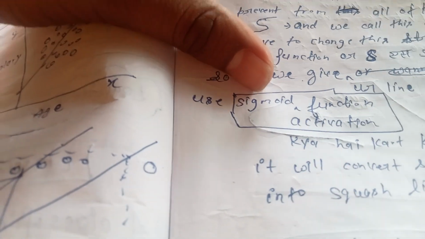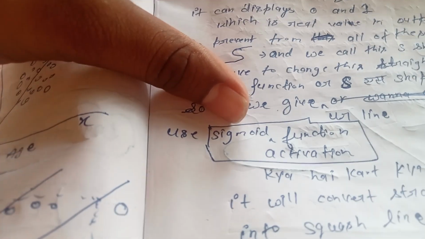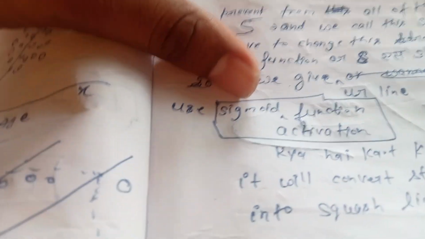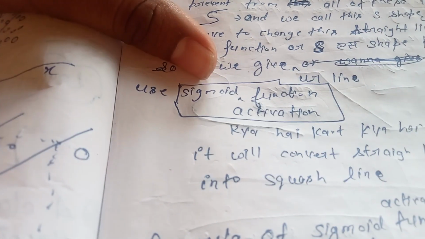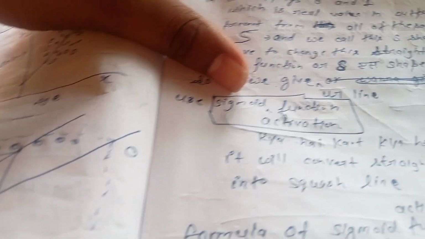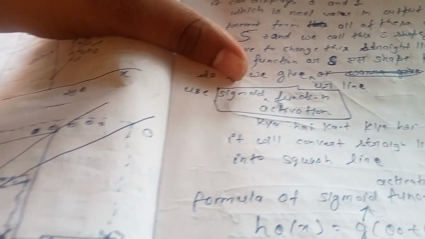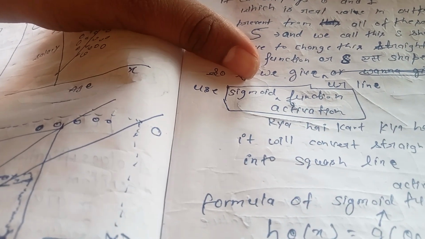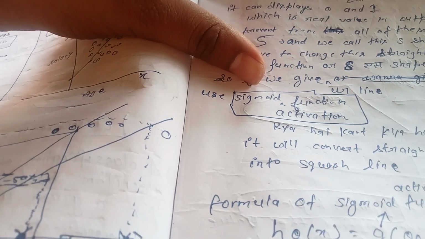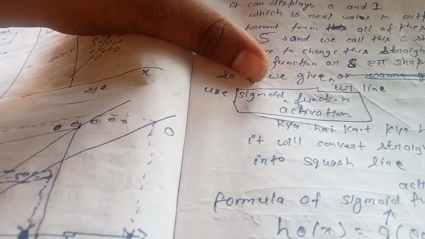क्या करता है ये? It will convert a straight line into a squished line. Sigmoid function what does it basically do? It will convert a straight line into a squished line. And what is the formula of sigmoid function? तो sigmoid function means ये change करेगा straight line into a squished line.